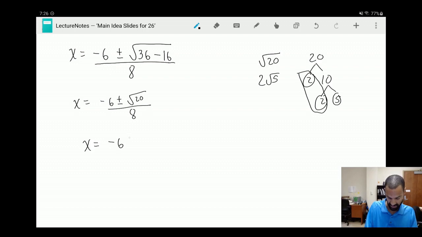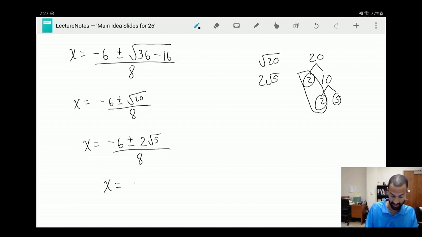Negative 6 plus or minus 2 the square root of 5, all over 8. This is the last part. 6, 2, and 8. This is a new type of fraction where you have two terms in the numerator and a single term in the denominator. 6, 2, and 8 are all divisible by 2, so divide them all by 2.